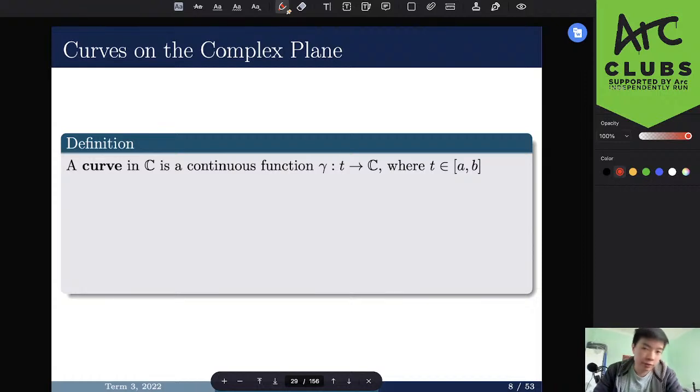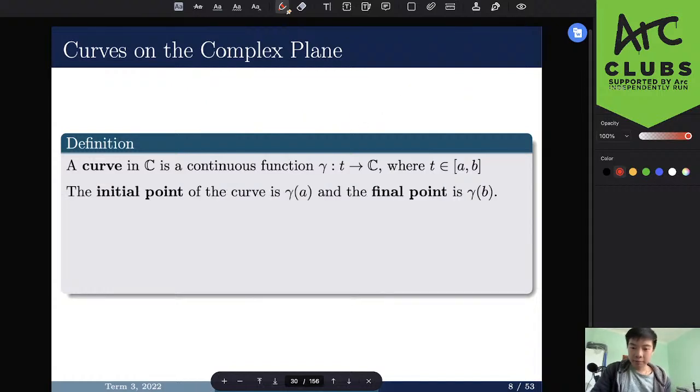So now we've moved on, we're going to start doing curves and then move on to integration. So a curve is just a continuous function which takes a parameter and transforms it into a complex number, and of course the main thing is that it's continuous. So a curve is essentially just any path on the complex plane. These are some possible examples. And of course we have an initial point and a final point.